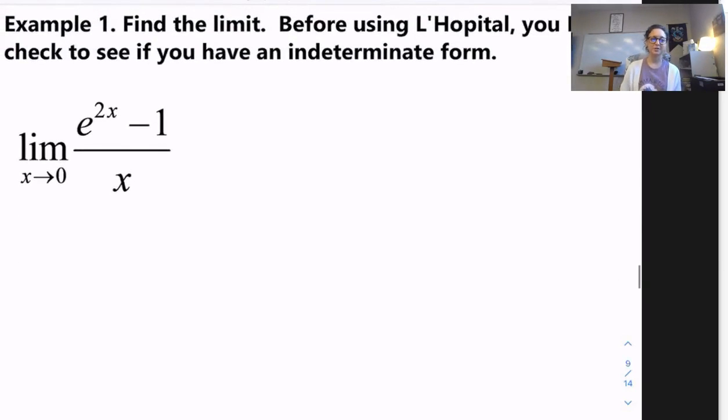Okay, so do we have 0 over 0? Well, e to the 0 is what? It's 1. 1 minus 1 is 0, so I definitely have 0 in the numerator as well as in the denominator, right? So that means I can apply L'Hopital's rule.